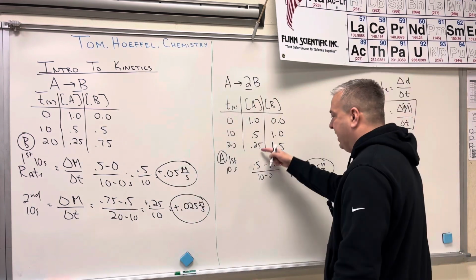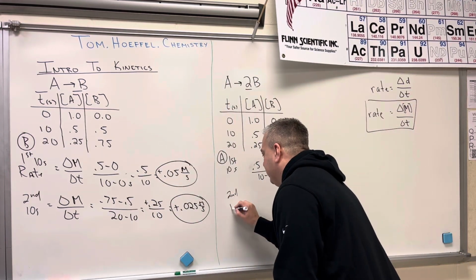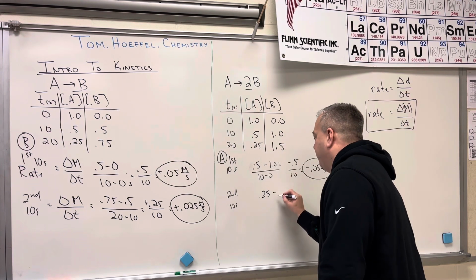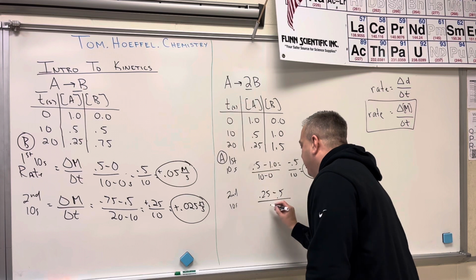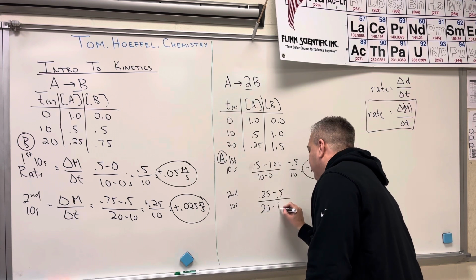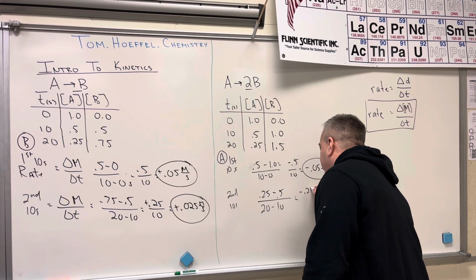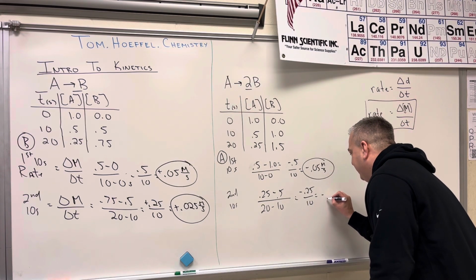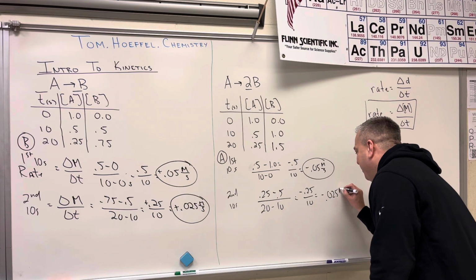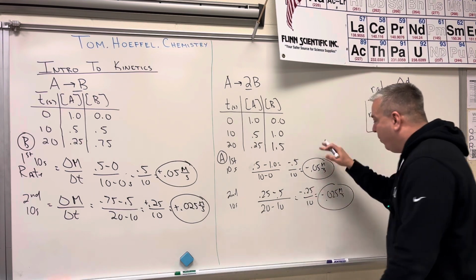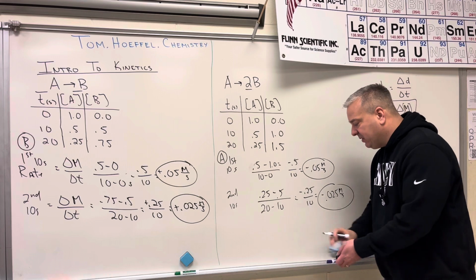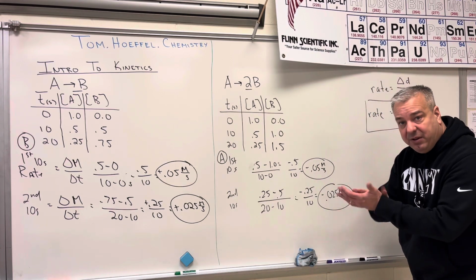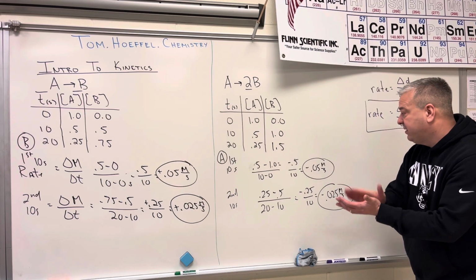And then if I do the second 10 seconds, it's going to be 0.25 minus 0.5 over 20 minus 10. So this is going to be a negative 0.25 over 10, which is going to give us a negative 0.025 molarity per second. So once again, as the concentration goes down, the rate of the chemical reaction is going to go down. So it starts out really fast and then slows down.